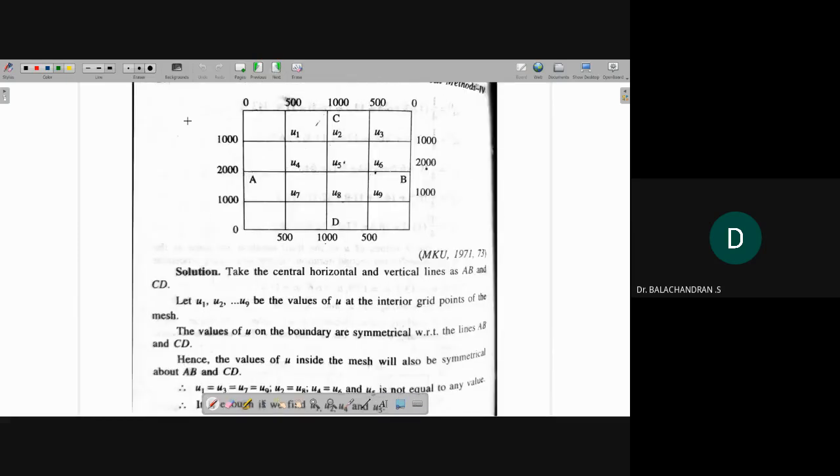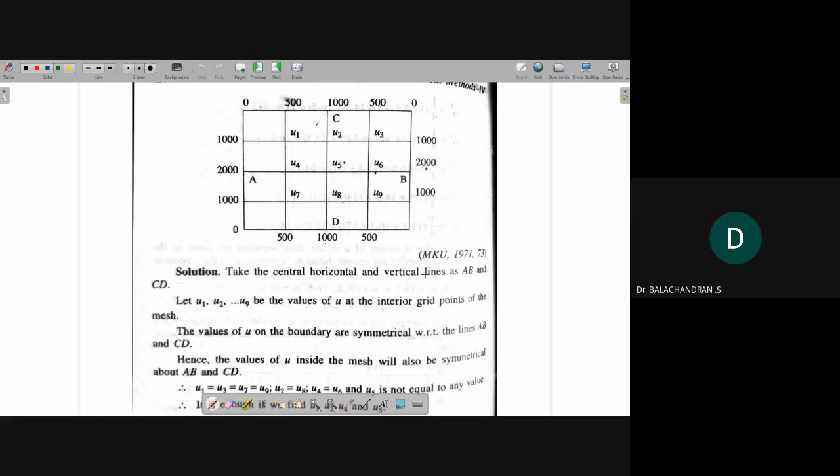Now the next problem: solve the equation del squared u equal to 0 for the following mesh with the boundary values as shown, using Liebmann's iteration procedure. Here the boundary values are given. One value is not given, but I don't know whether it will affect or not. We'll check it.